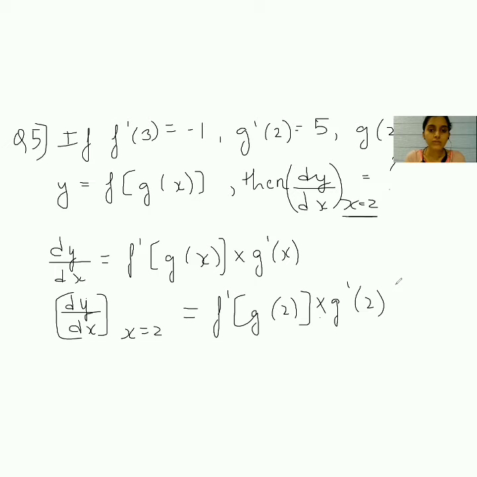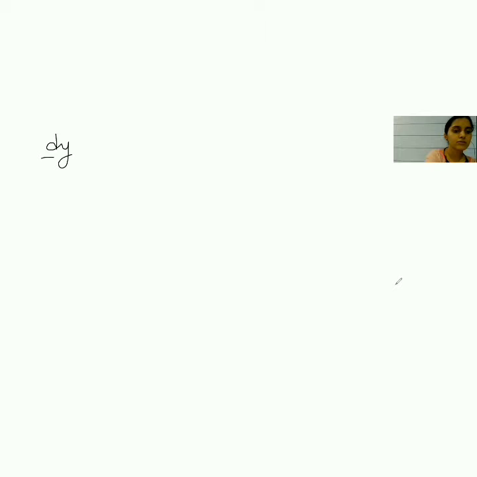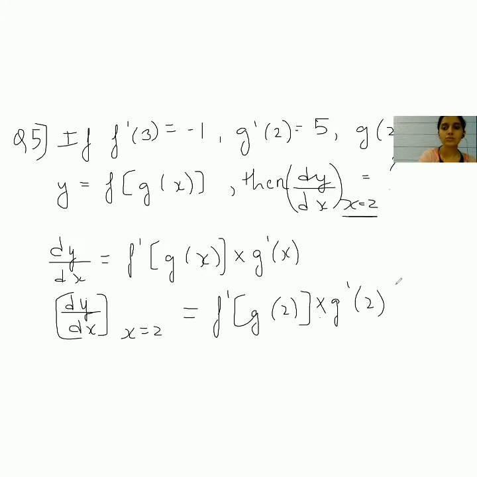Right, so do we have g of 2 given to us? Yes, it's 3. G dash of 2 is 5. So let us put the values. So we have dy by dx at x equal to 2 is equal to f dash of 3 into, what is g dash of 2? It is 5.